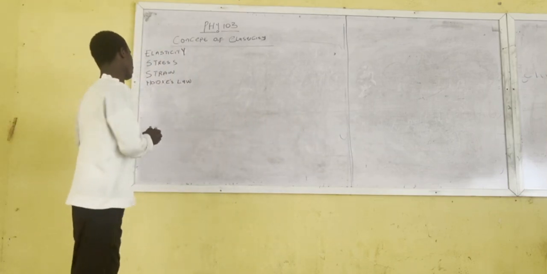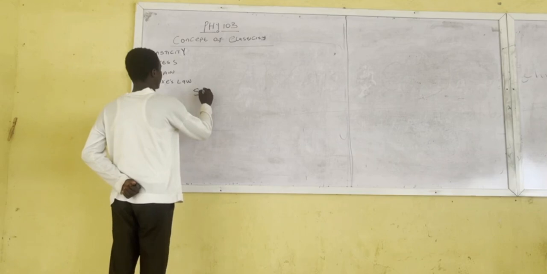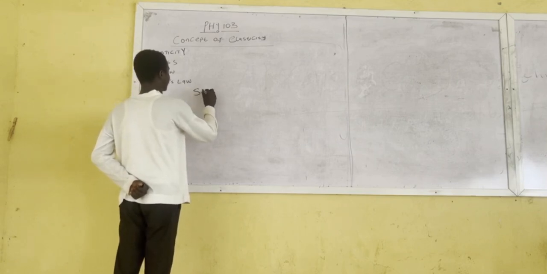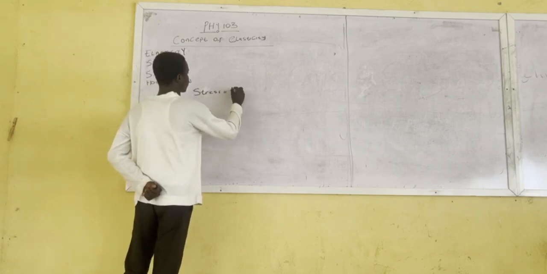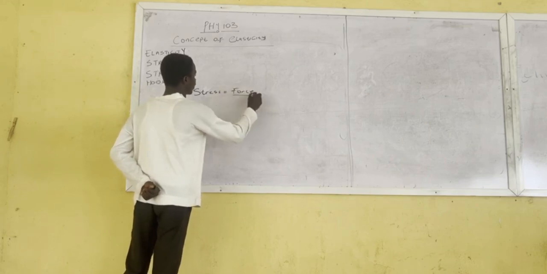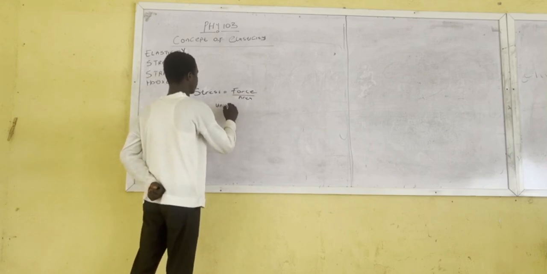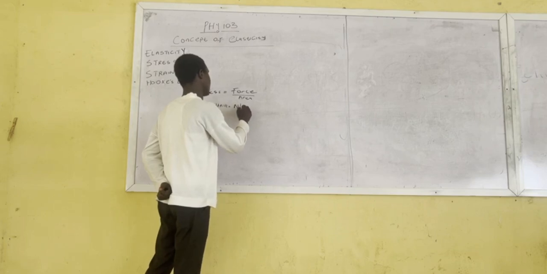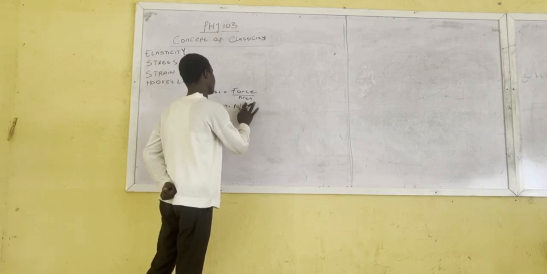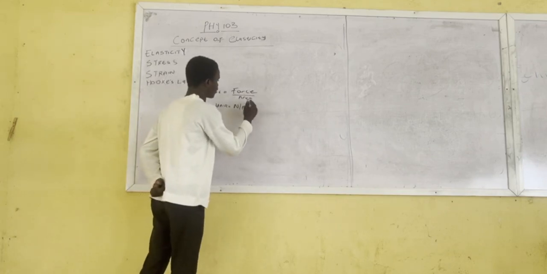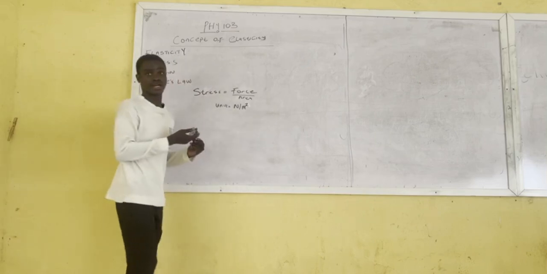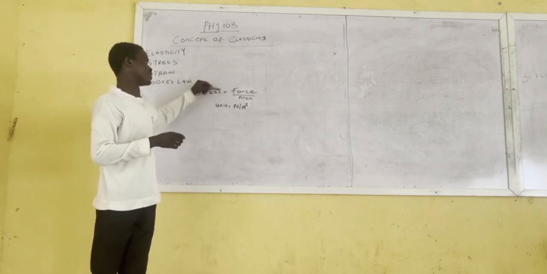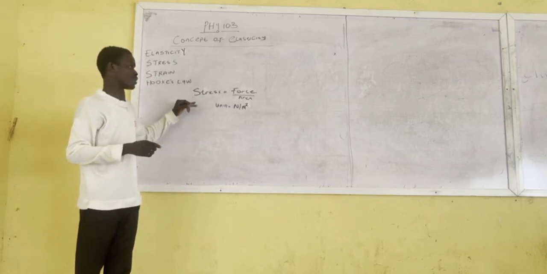So now, stress has a formula. Mathematically, we say stress is equal to force over area. And the unit for stress is, we all know the unit of force is Newton, divided by meter square, because the unit of area is meter square. So now, with this, you can solve any question coming under stress.